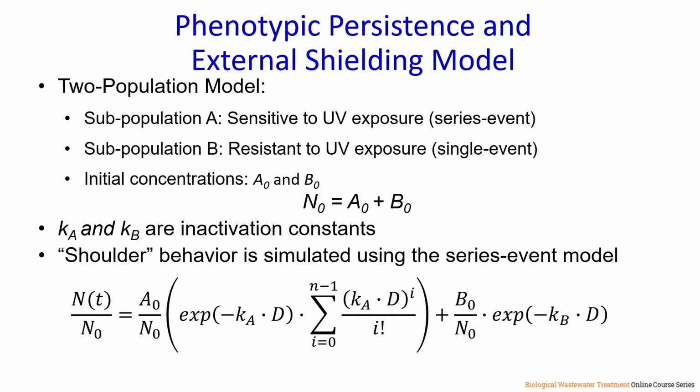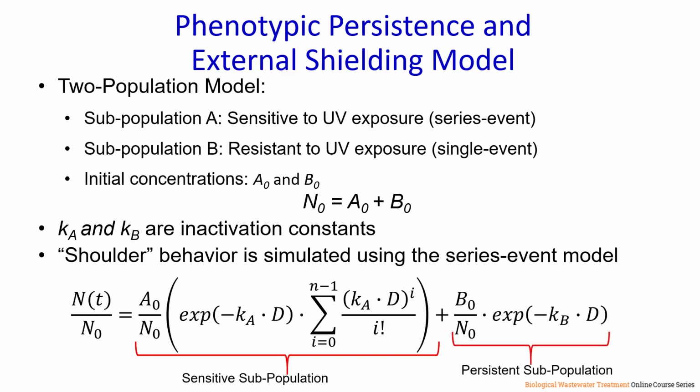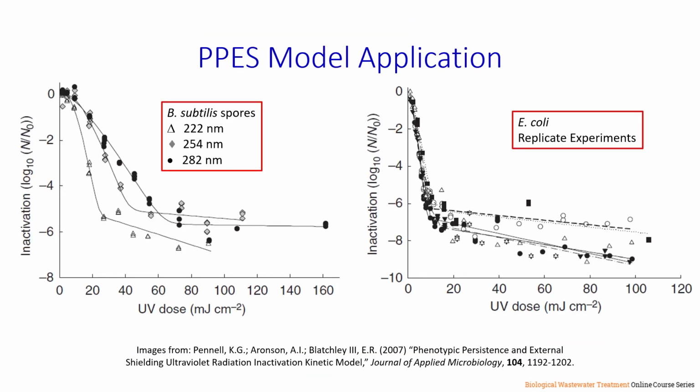Mathematically, the model looks like this. Basically, what we've done is just combine the series event model and the single event model. We use the series event model to describe the sensitive subpopulation. We use the single event model to describe the persistent subpopulation. And so how well does this work? Well, it really depends on the data set. It doesn't work for all data sets, but for some data sets we see this characteristic behavior where there is both a shoulder and some tailing that shows up.